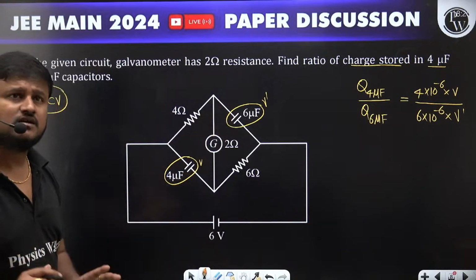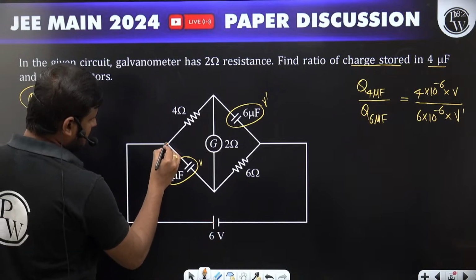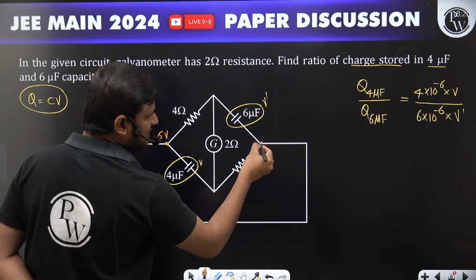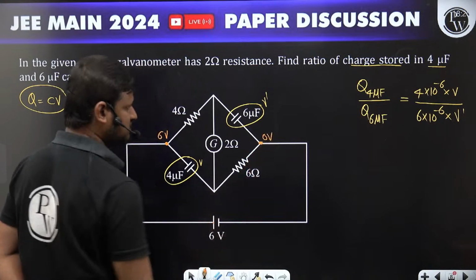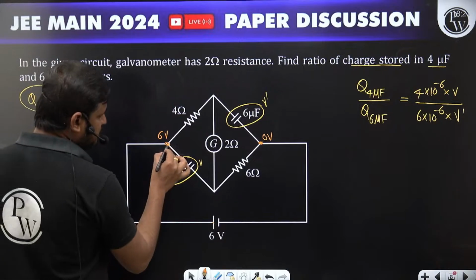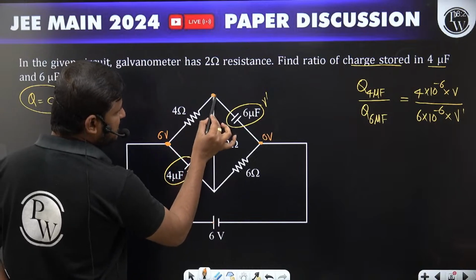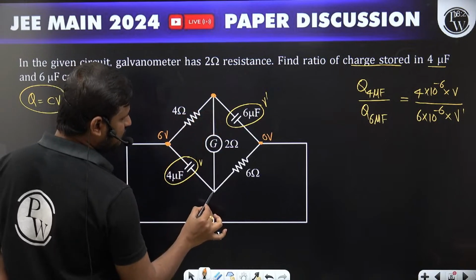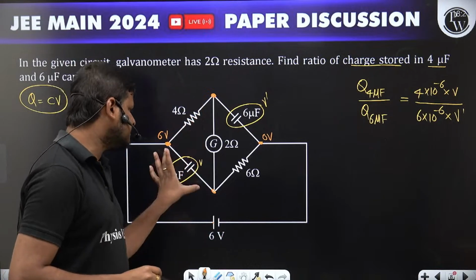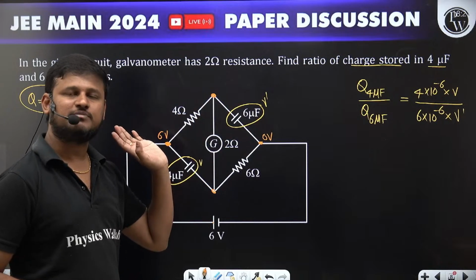So basic circuit analysis. Here it is 6 volts, right? Here it is 0, there is no resistance in between, so that's why here it is 0 volts potential. Fine. So 6 volts here, and we have to calculate the voltage at this place and at this place. If you know that, you can find the voltage across this capacitor and across this capacitor. That would make our job easy.